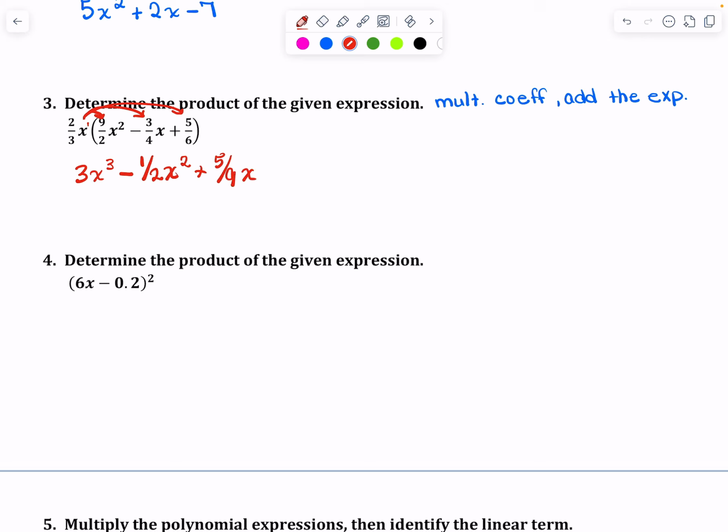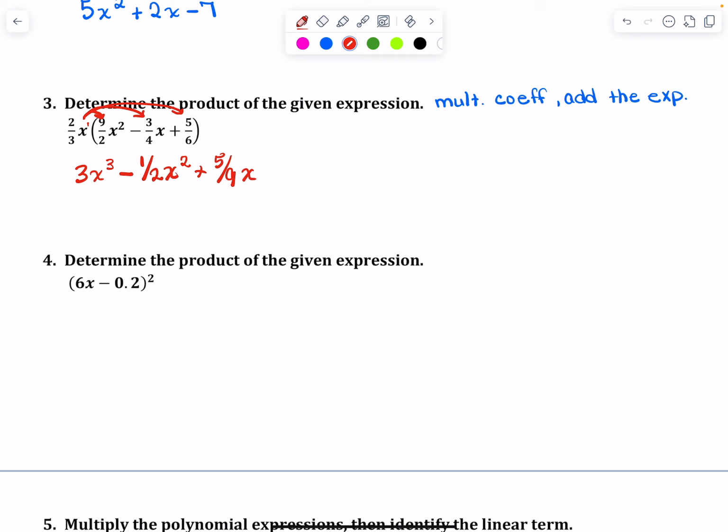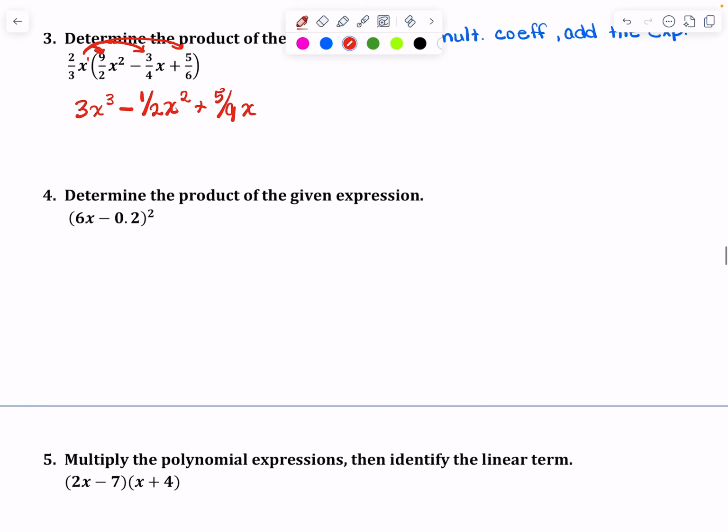So if you are comfortable with distribution, it means that you don't have to draw that area model, don't have to draw the box, okay? But with a binomial and a binomial, we only practice that with the area model, so I'm going to keep showing it that way if we're in class, but I will also show you that distribution method here as well. All right, so let's go on to number 4.